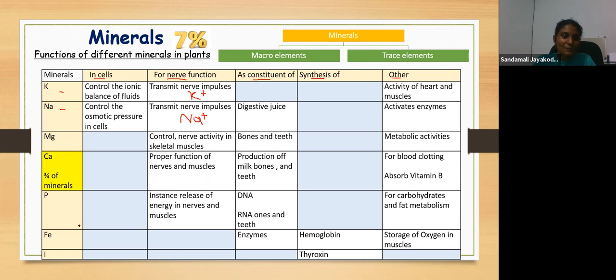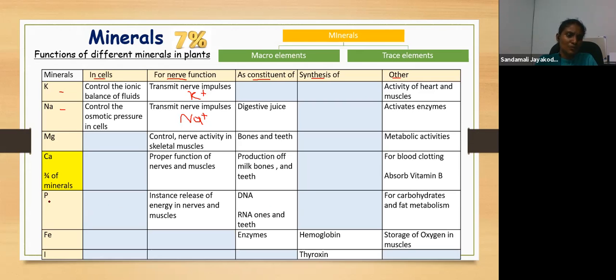And then phosphorus, iron, and finally, which is mentioned here, iodine. So these are the elements. Up to potassium, they have nerve function. Instant release of energy in nerves is for potassium, and proper function of nerves and muscles is calcium. In that way, up to here, nerve function. And as a constituent of, just remember these things.